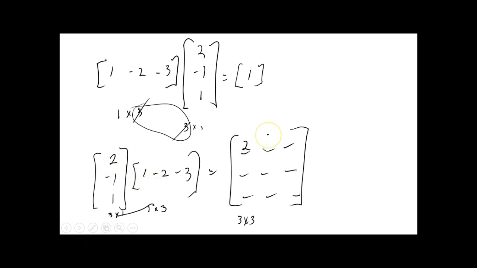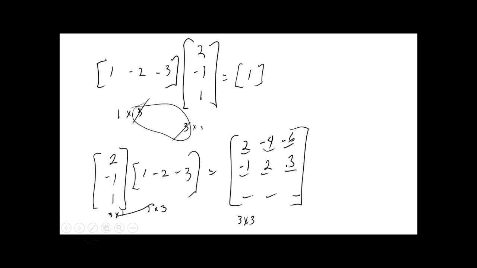Do the same thing for the 1, 2 position. First row here, second column, that's a minus 4. Then the first row here, third column, minus 6. The second row, first column, negative 1. Second row, second column, 2. And second row, third column, 3.